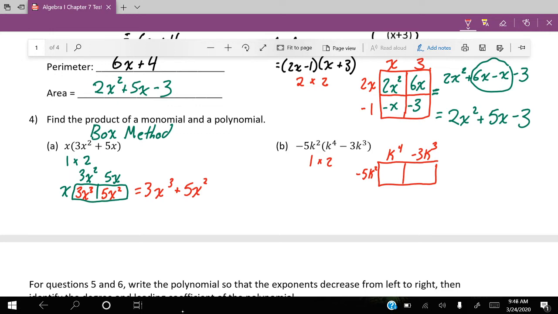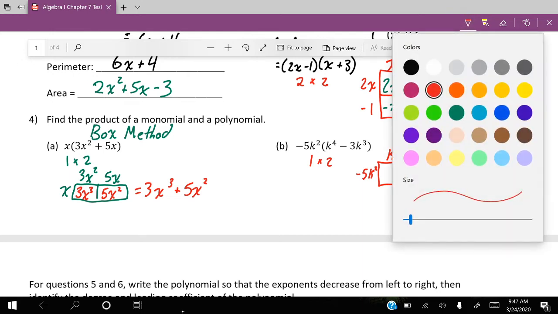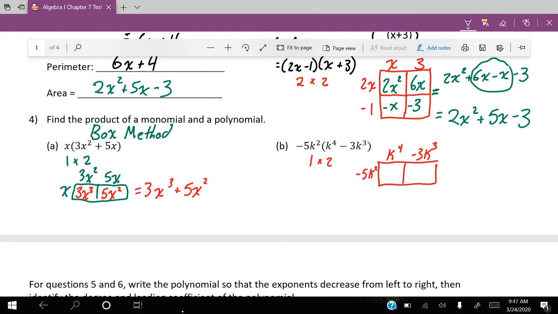Negative 5k to the second times k to the fourth is simply, and let me change pens so we can see it, negative 5k to the sixth. Remember, when we multiply variables with the same base, so k and k, we add their exponents, so 4 and 2. Now we're going to do negative 3k to the third. So negative 5 times negative 3 is positive 15. K to the second times k to the third is k to the fifth.